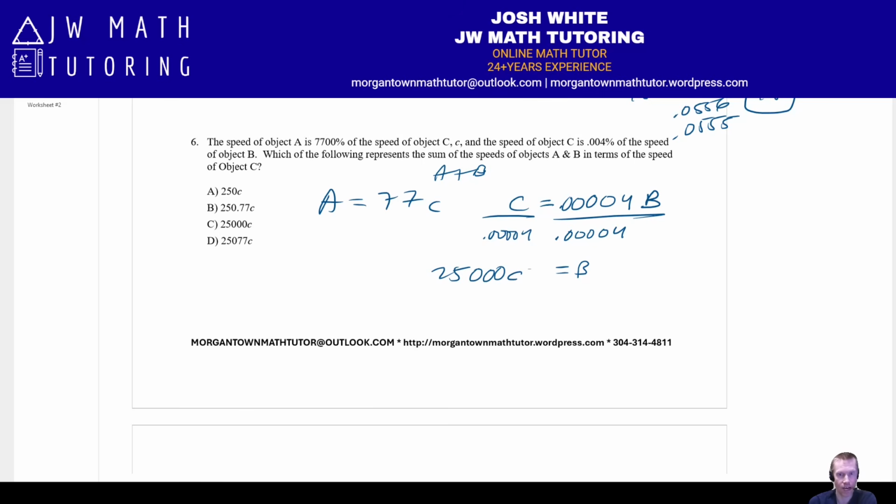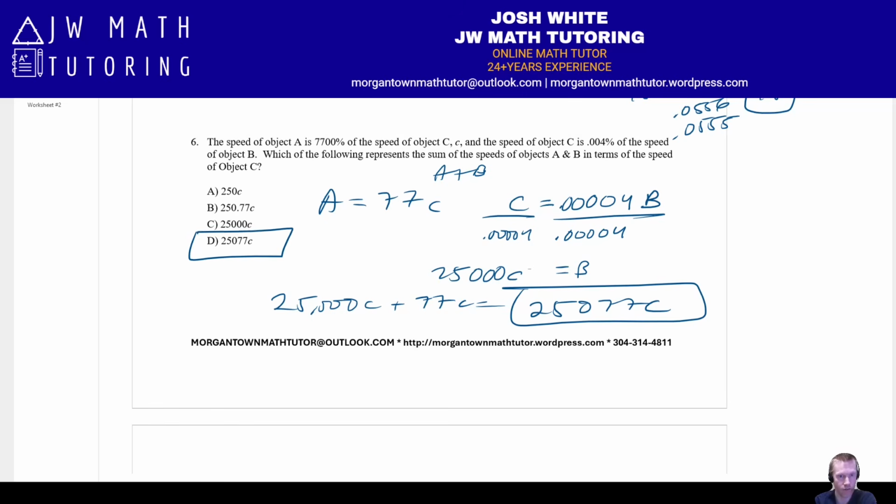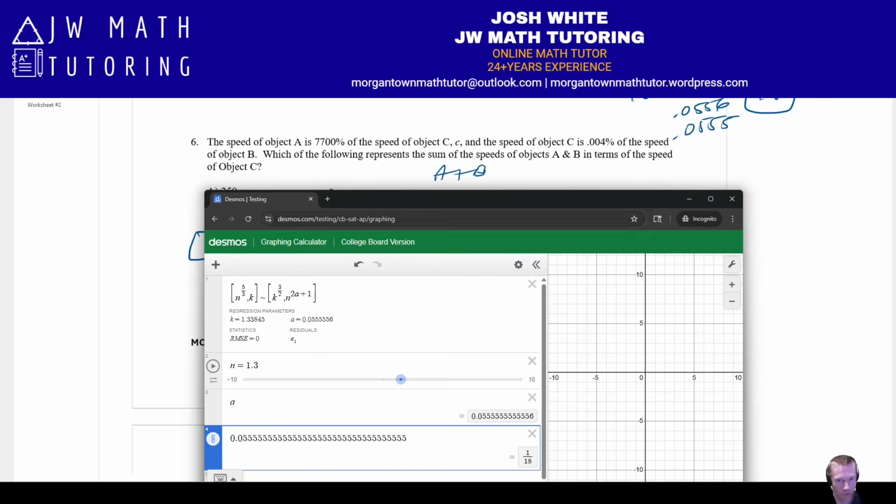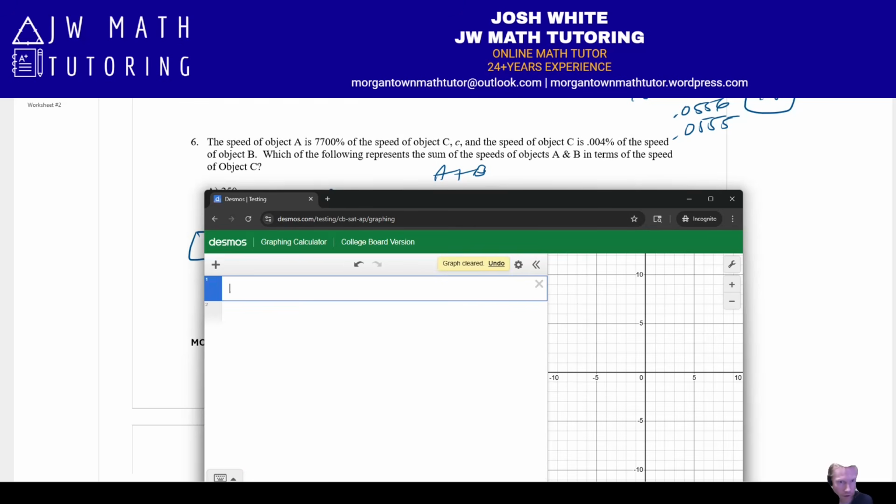So then we just add these two together, 25,000 c plus 77 c, and we get our answer, 25,077 c. So the correct answer here is letter D. Now, of course, we can go to Desmos, and we can do this entire thing in Desmos as well.